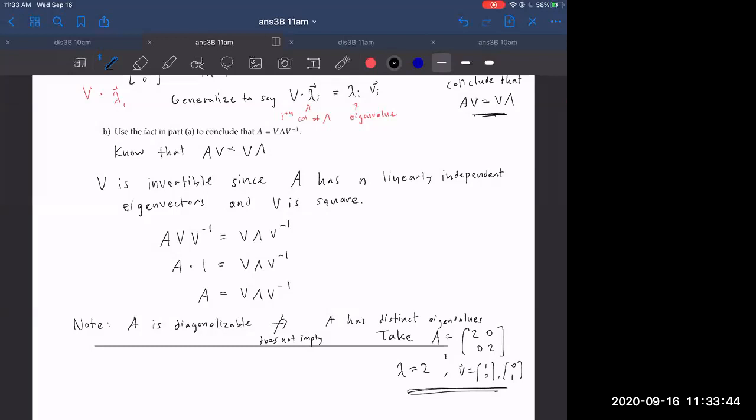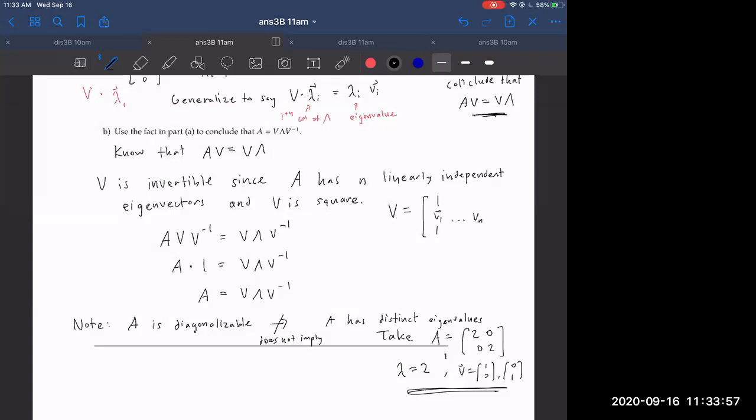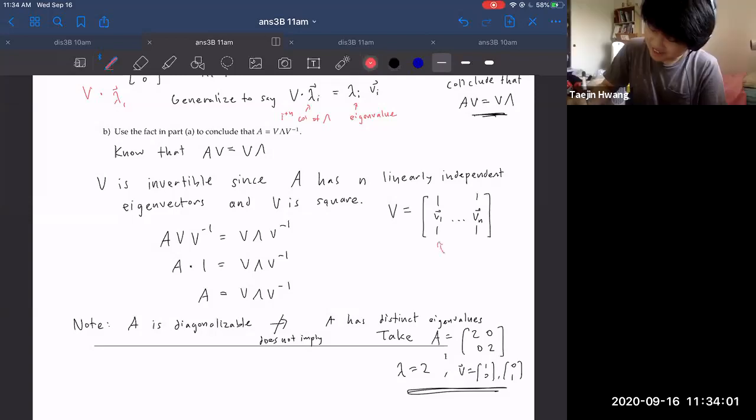Okay, then I'm a bit confused about how you made the jump from A having linearly independent eigenvectors to V being invertible. Yeah, so remember that V is a matrix of eigenvectors. Oh, that's right. I thought it was the matrix of the eigenvalues. I was thinking the wrong one. Okay, thanks. Yeah, no problem.